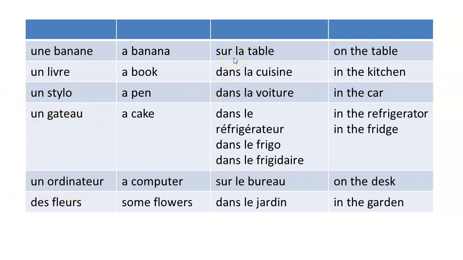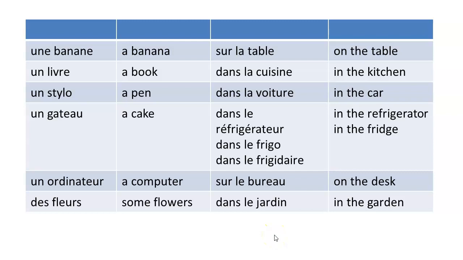And then we have places where these things might be located. Sur la table, dans la cuisine, dans la voiture, dans le réfrigérateur, ou dans le frigo, dans le frigidaire. So French speakers will use any of these three words here for the refrigerator. Sur le bureau, on the desk, dans le jardin, in the garden. So I'm just randomly going to use il y a.